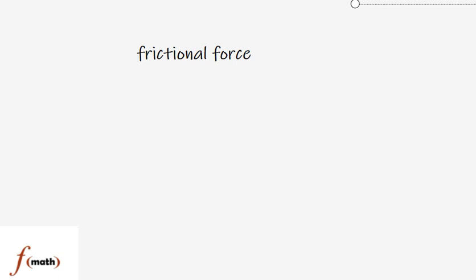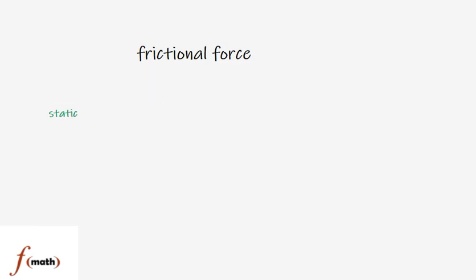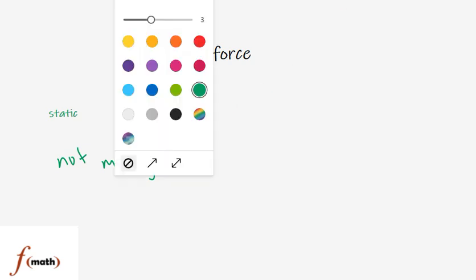But for frictional force, there are two types. A static one, as you can see from the word, is a force that opposes a tendency of motion of an object. So it's a tendency, not exactly motion. So these ones act on a stationary object. Not moving here, not moving. And there is the other one that we call kinetic.